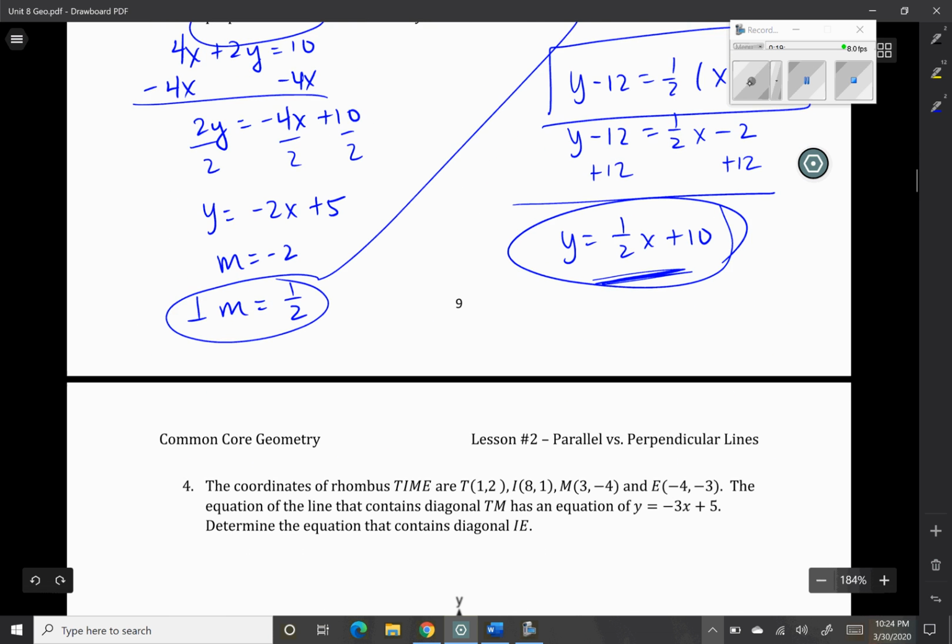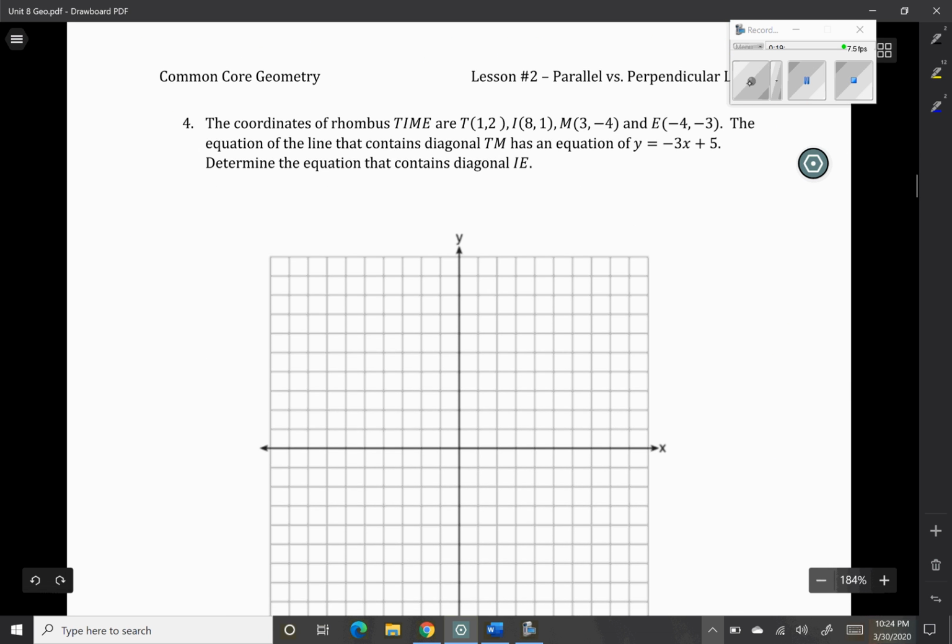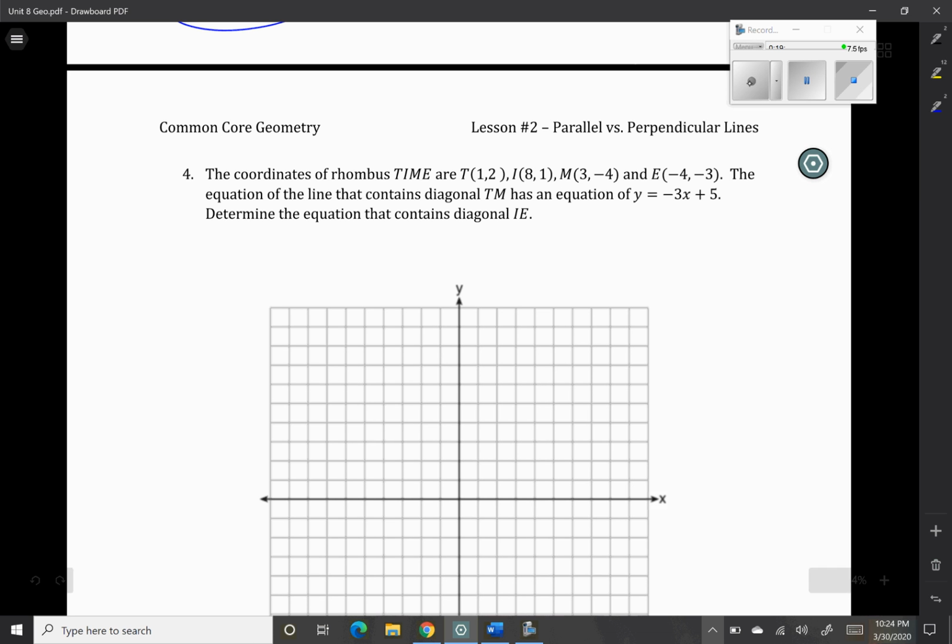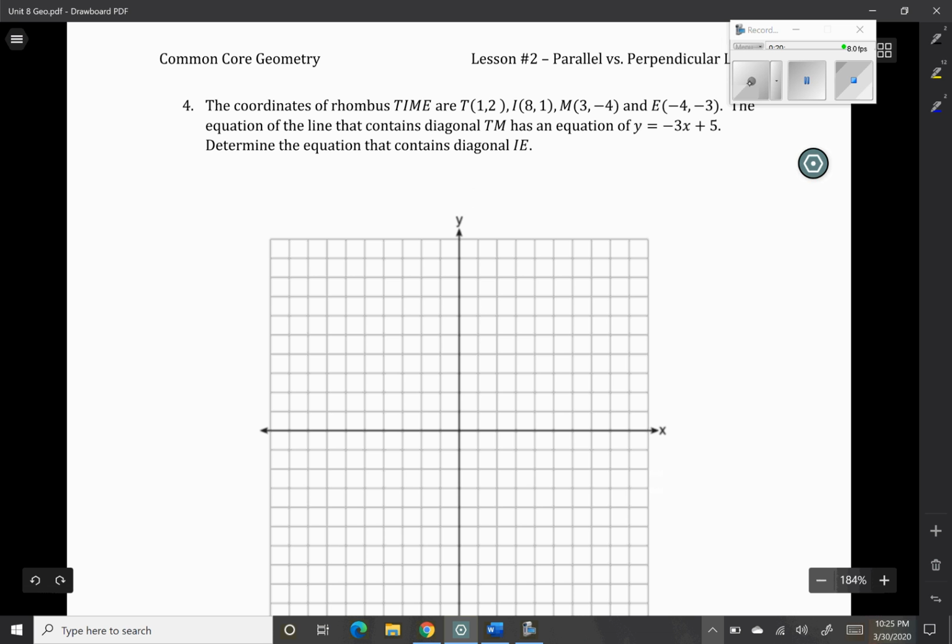All right, on the next page, it gives us a rhombus, right? What do we know about a rhombus? As soon as we hear the word rhombus, we know that the sides are congruent and the diagonals are perpendicular, right? We know a lot about this shape. So when we start graphing it, just start to think about that. So I have the point (1, 2), the point (8, 1), the point (3, -4), and the point (-4, -3). And we're calling this T, I, M, E.